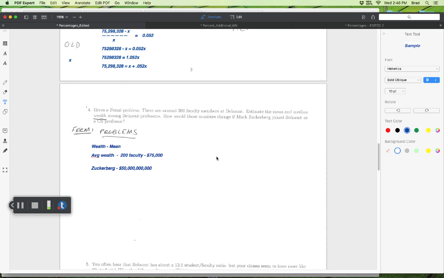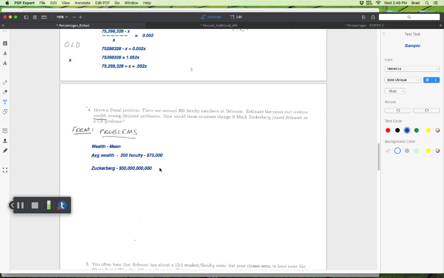So now instead of 200 data points, we have 201. Well, we knew the first 200 averaged out to 75,000, and this last data point is 50 billion. So the question is, what is our new mean? How much does that outlier skew our number? In other words, increase it.